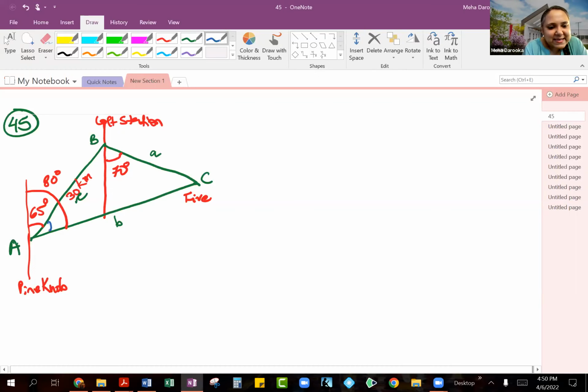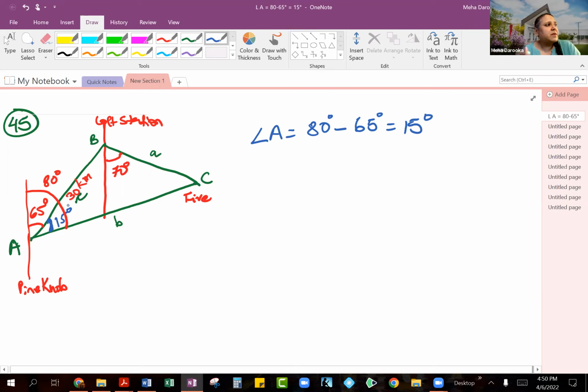So to find this angle over here, you're basically subtracting the two bearing angles that were given to us. So for angle A, I guess we'll do that here. Angle A, you're literally taking the 80 degrees and subtracting the 65-degree angle from it, which will give us 15 degrees. So this angle here is 15 degrees. Alrighty, perfect. What other information can we get?